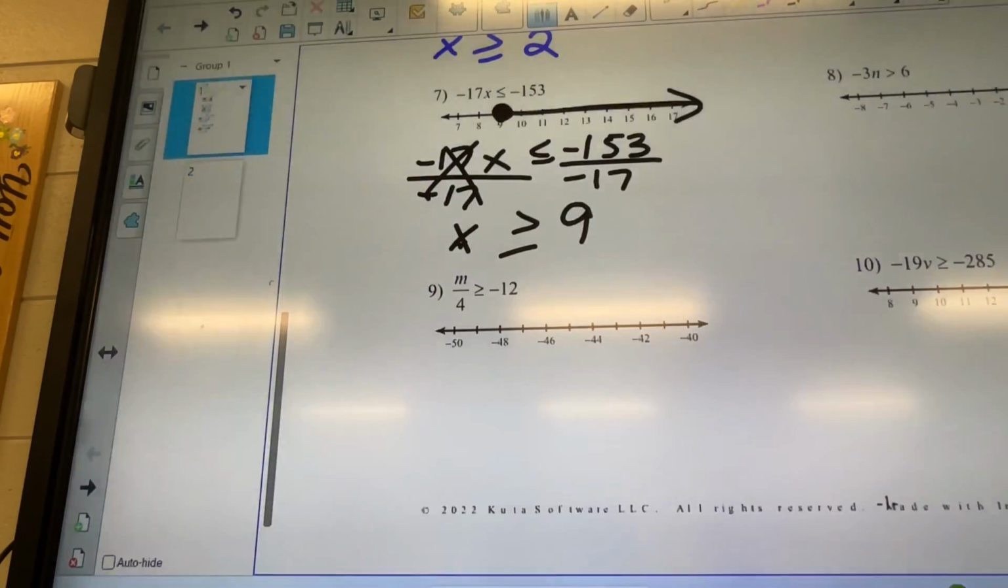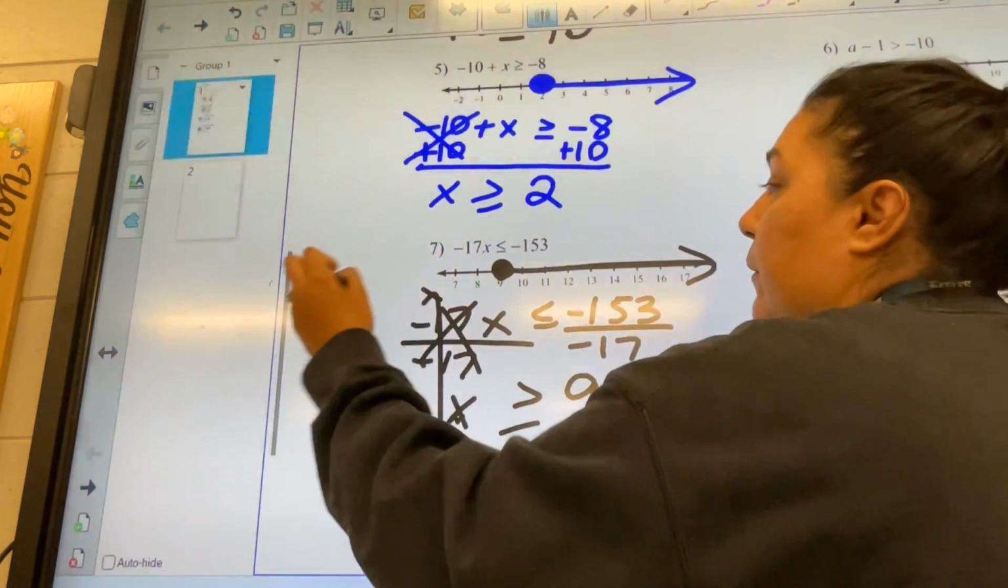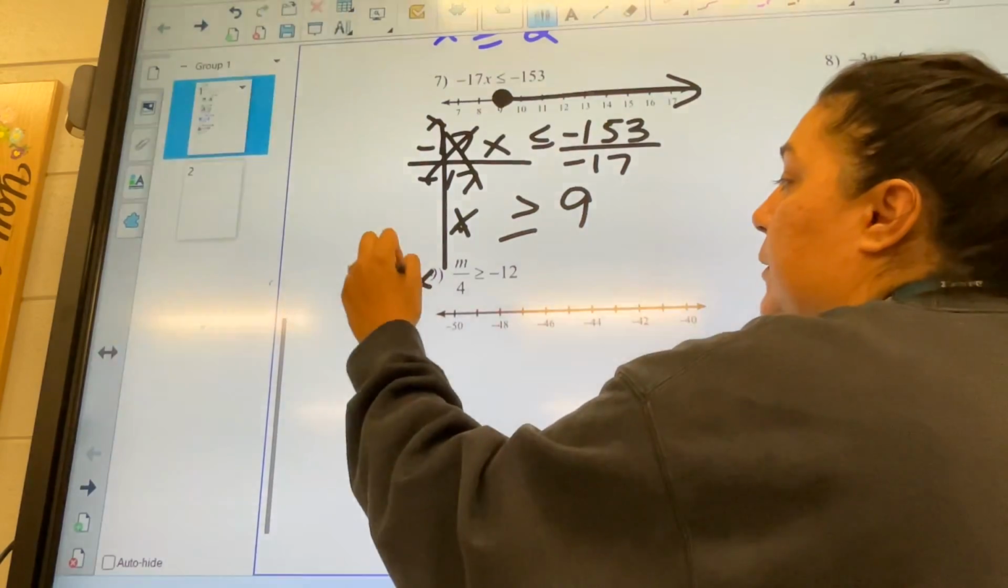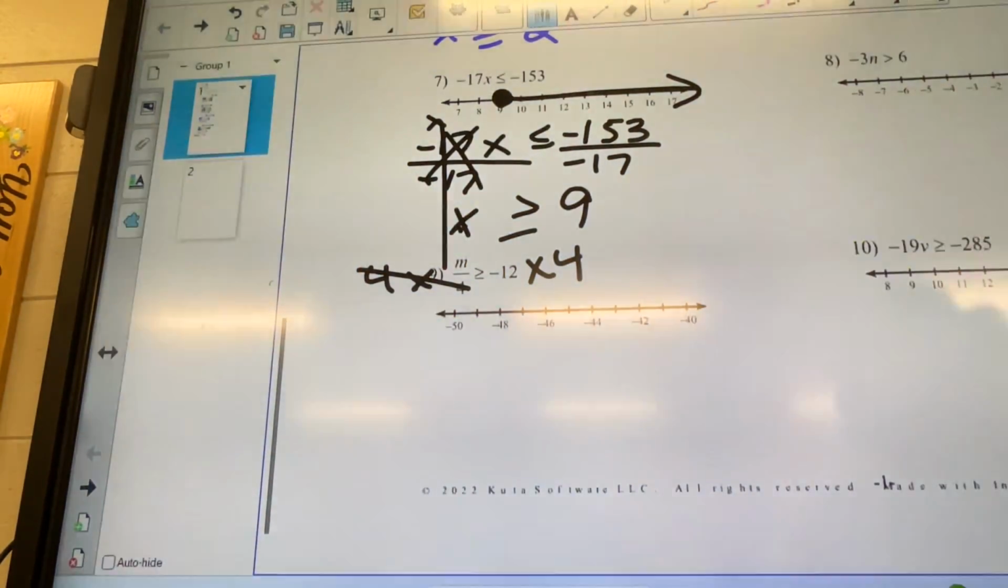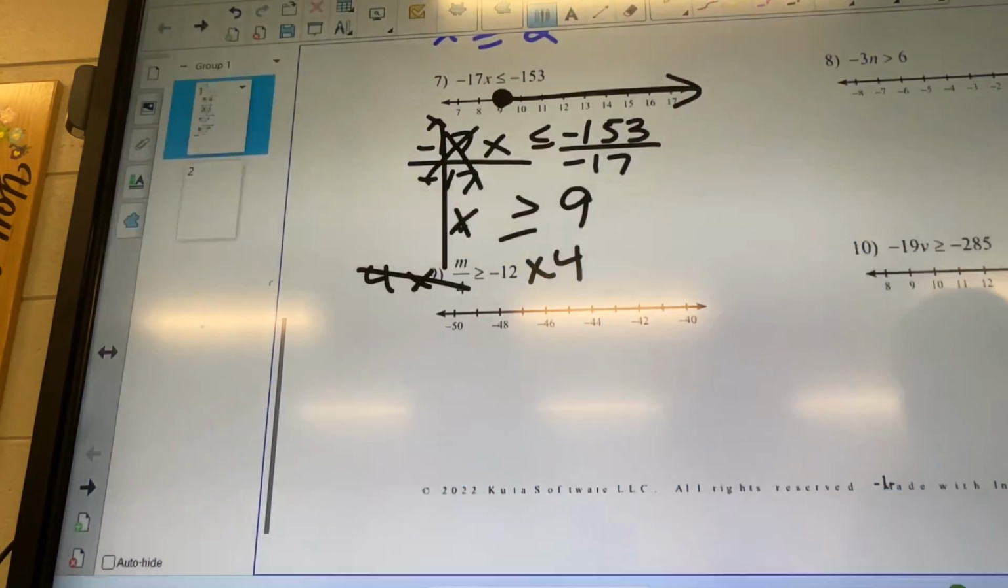Okay, look at number 9. Who needs moved? The 4. How do I move that 4? I'm gonna multiply both sides by 4. Times both sides by 4. -12 times 4? Negative 48.